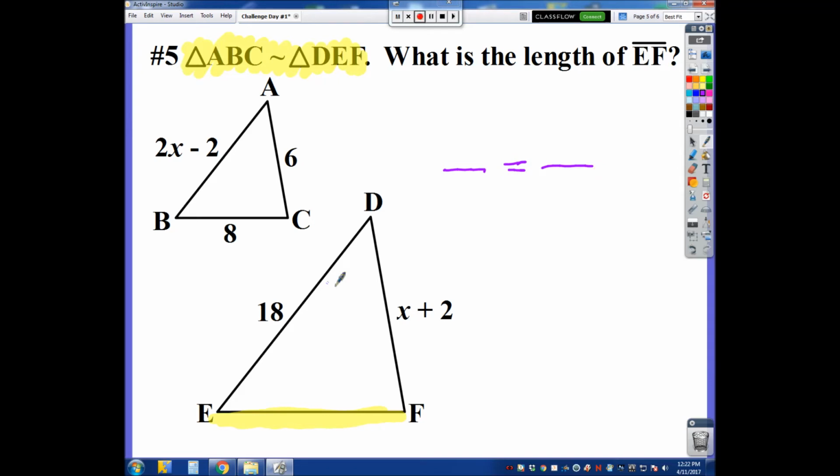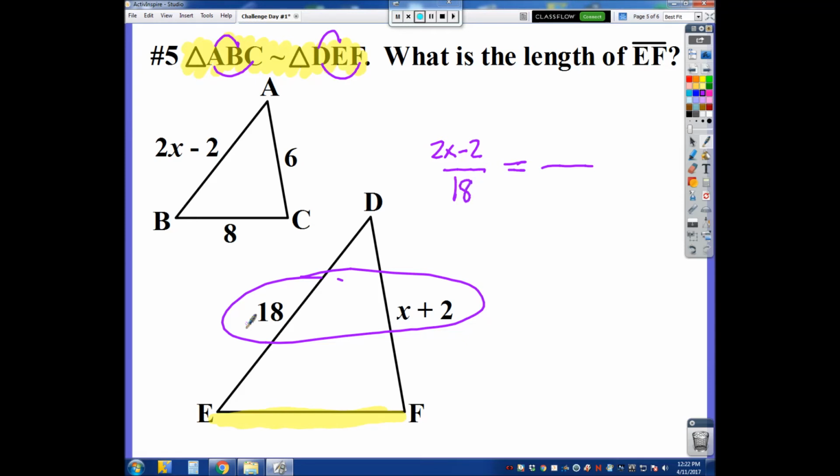So for example, I notice that these two sides here, DE and DF, would have to match up to AB and AC, and there's AB and AC. So it is true that the left side will match up with the left side, the right side matches up with the right side. So let's say I go 2x minus 2, the left side of the small triangle, to the 18, the left side of the big triangle, equals the right side of the small triangle to the right side of the big triangle, and then I'm going to cross multiply.